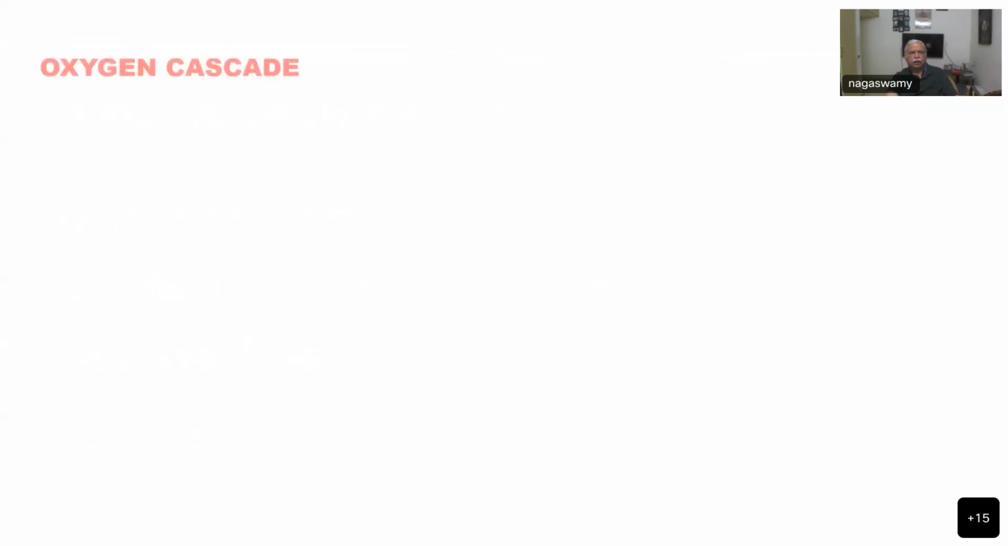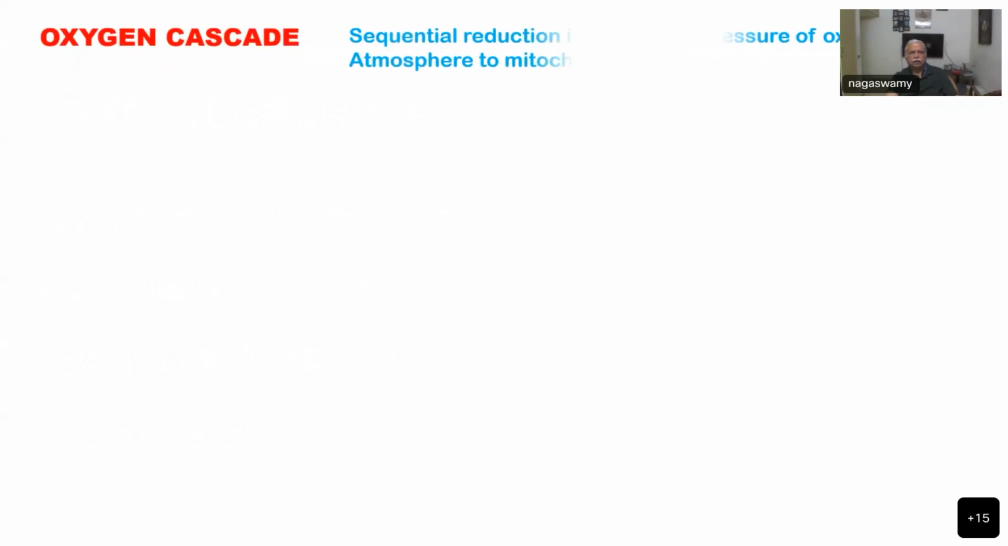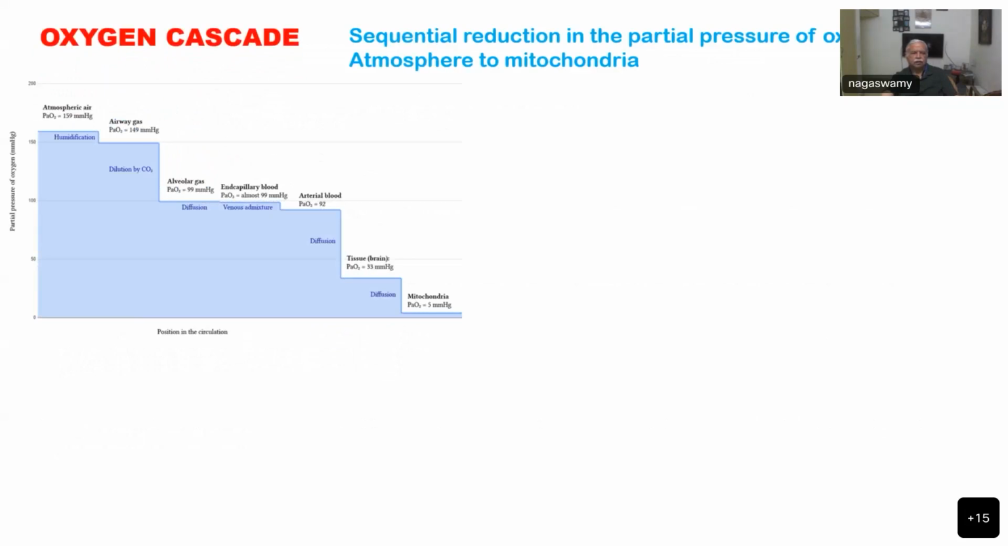So coming to the oxygen cascade, this is a sequential reduction in the partial pressure of oxygen from atmosphere to mitochondria. So you must try to draw this diagram, which will make things easier for you to write in the exam and save time.